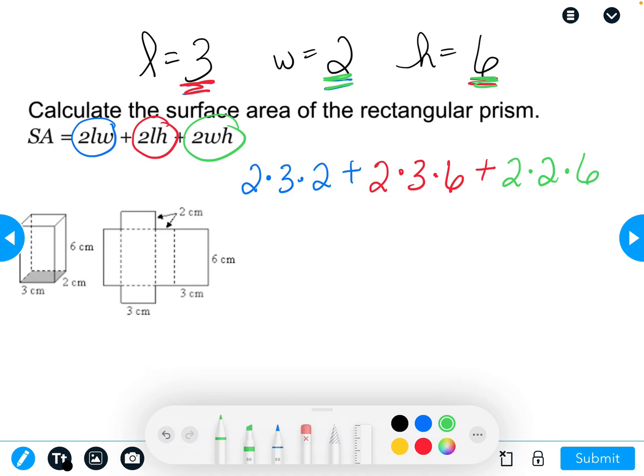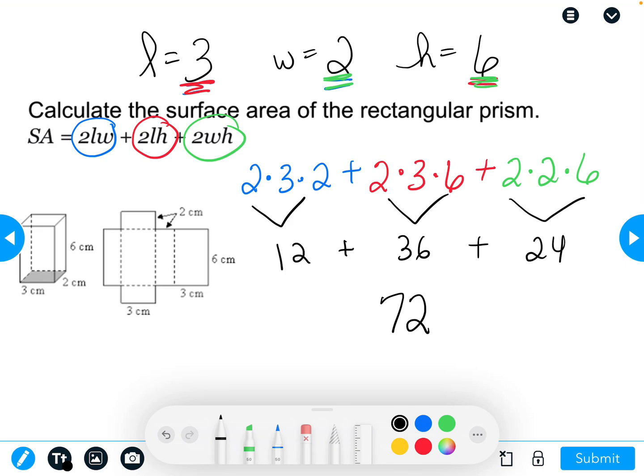So I have all 3 parts, and now all I have to do is find my products and then add them together. So we got a 12 plus a 36 plus a 24. And when we add all those together, we get 72. The unit is centimeters, and since it's area, it's going to be square centimeters. 72 square centimeters.